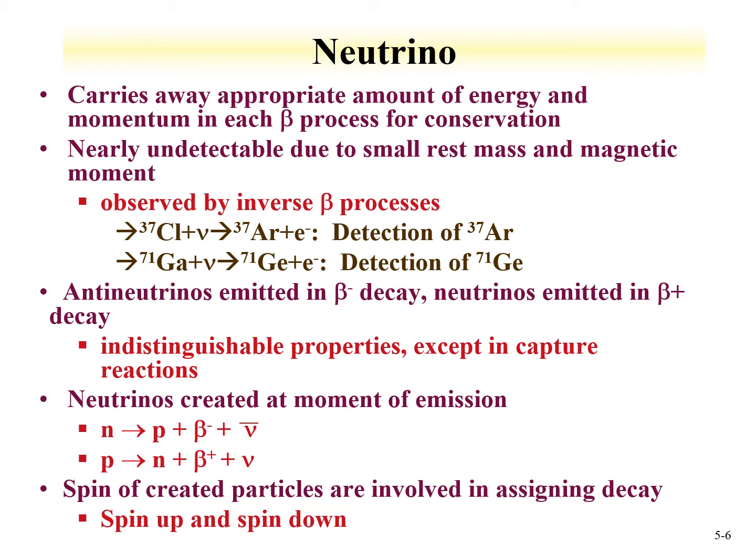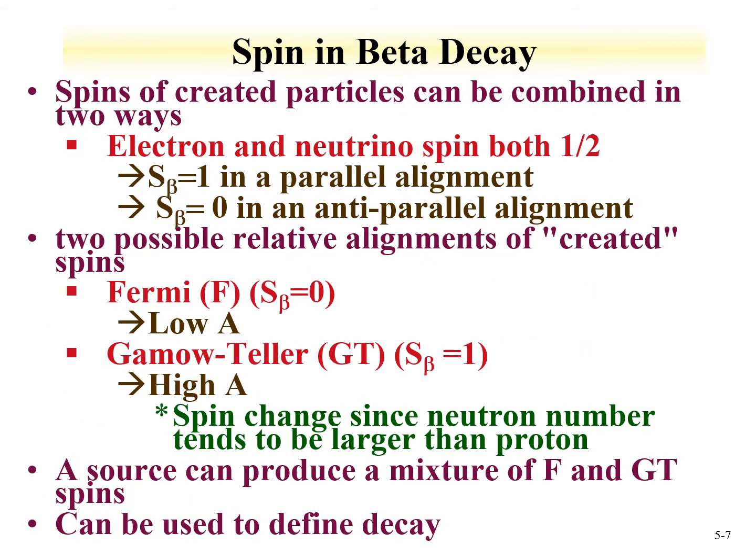The spins of these neutrinos are involved in assigning decay, so they can have either spin up or spin down properties. The electron and neutrino spin can be aligned or anti-aligned during decay. So if they're aligned, if they're parallel, the spins will sum up. The spin change will be on the order of 1, either +1 or -1. If they're anti-parallel, they cancel, and the spin change will be 0. So there are two possible alignments for created spins.